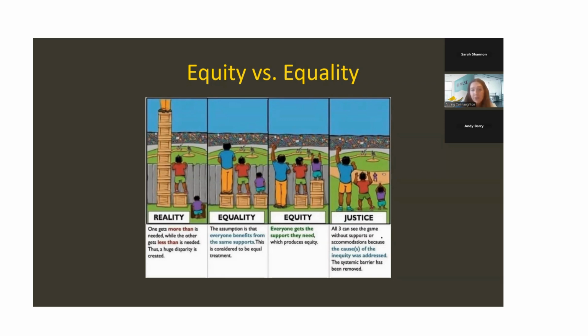Equality is the assumption that everyone benefits from the same support and it's considered to be equal. But that doesn't actually work in reality. What we really need is equity. And that means that everyone gets the support they need, which produces equity.